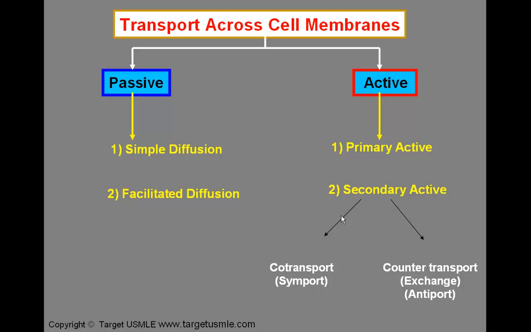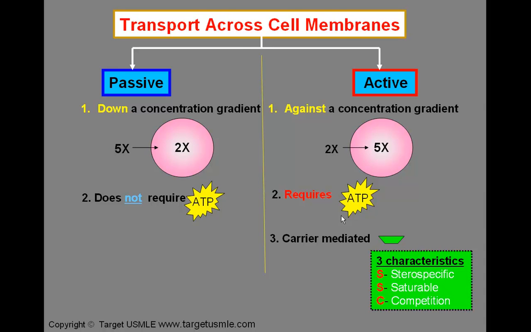Let's see the differences between passive and active transport. Passive transport is down a concentration gradient, which means the solute moves from a region of higher concentration to a region of lower concentration, in this case from 5x to 2x. Active transport is against a concentration gradient. The solute moves from a region of lower concentration to a region of higher concentration, in this case from 2x to 5x. Secondly, passive transport does not require ATP, whereas active transport requires ATP, which is the energy currency of the cell.